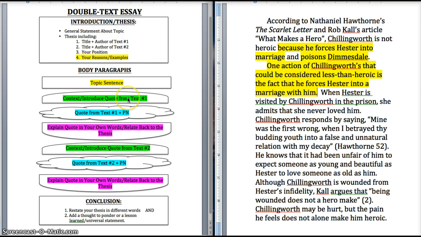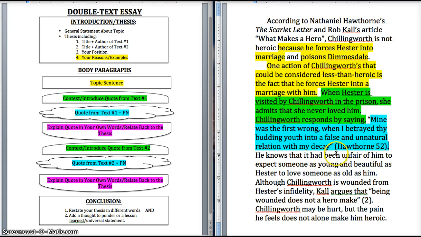So next we need context. Now you need your quote sandwich. So you need the context for quote number one. And here it is. When Hester is visited by Chillingworth in the prison, she admits she never loved him. Since this is a quote that a character says, we're going to add that too. Chillingworth responds by saying. Now we need the actual quote itself with a parenthetical notation. Here's the quote. Mine was the first wrong when I betrayed thy budding youth into a false and unnatural relation with my decay. There's the quote and the parenthetical notation.